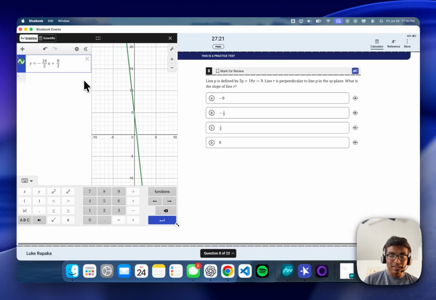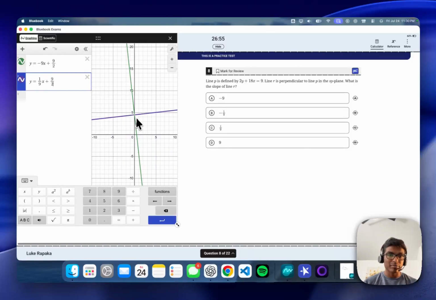Boom. Okay. Find the line R perpendicular. So 18 over 2 is the same thing as 9, right? So that's the line we have. Perpendicular, it has to be the negative reciprocal of the slope. So that would be the same thing as y equals 1 over 9 x plus 9 over 2. Just like that, it's perpendicular.